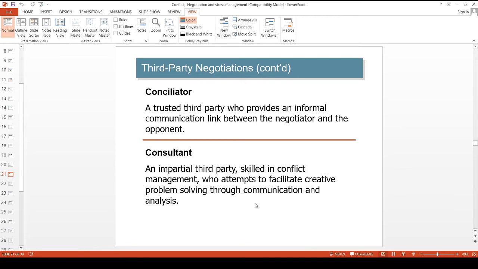In this process, there is also a third party, but that is more expert and skilled in conflict management, and who attempts to facilitate creative problem solving through communication and through different analysis. So that is the more formal process of negotiating and resolving the conflicts between the two different parties.